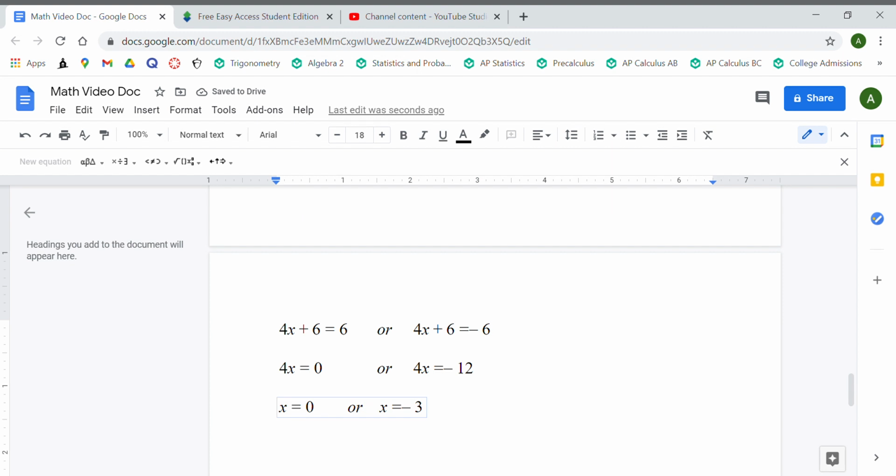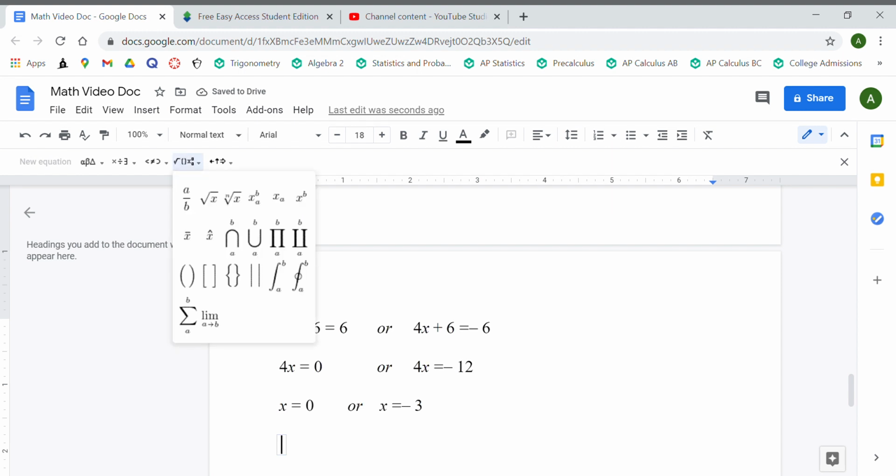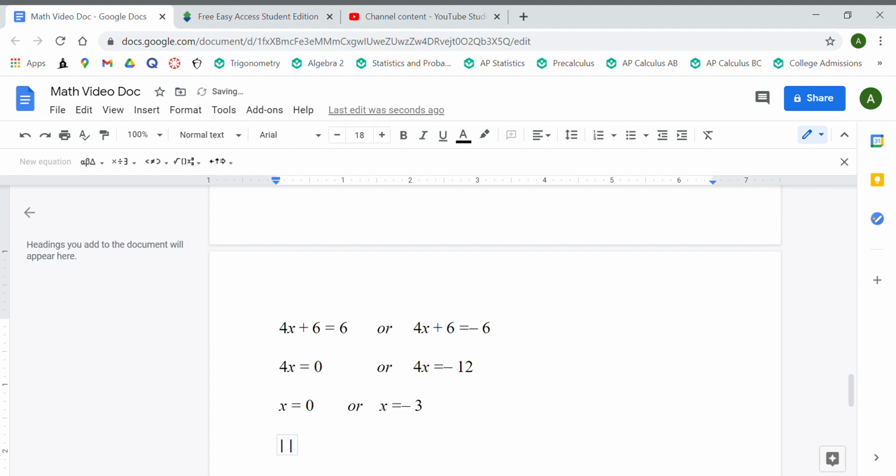Alright, that's great. Neat. So now that we got that out of the way, want to try something harder? We talked about equations with variables on both sides, right? Well, how about you try solving an equation with two absolute values?